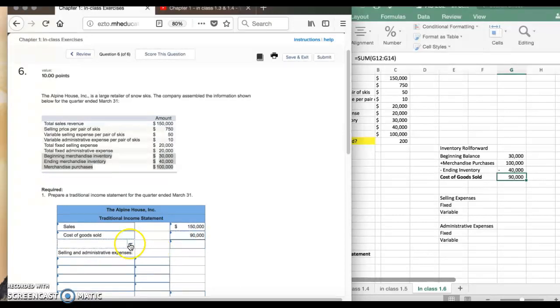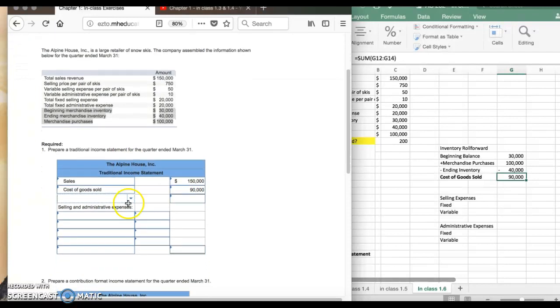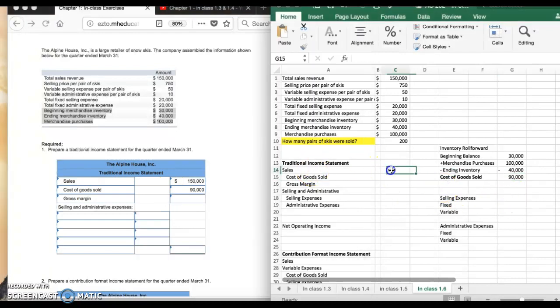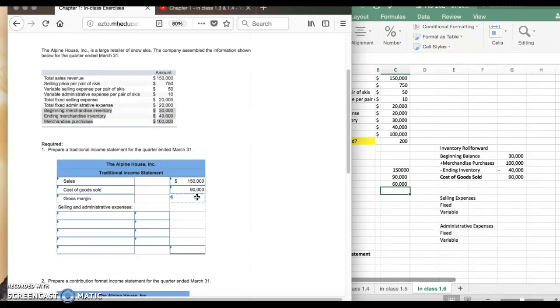So then what are we going to have next? Are we going to have our contribution margin? No, we're going to have gross margin because this is a traditional income statement. We'll fill this in here, $150,000. We know our cost of goods sold was $90,000. And our gross margin is $150,000 minus $90,000. So our gross margin is going to be $60,000.